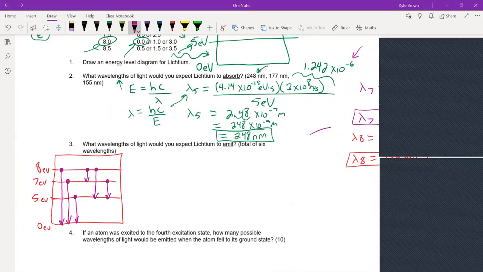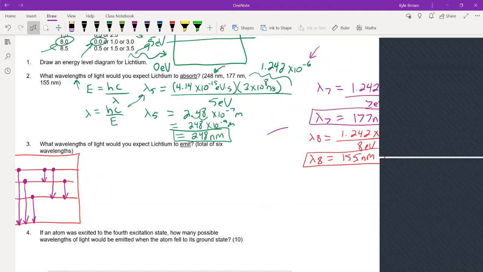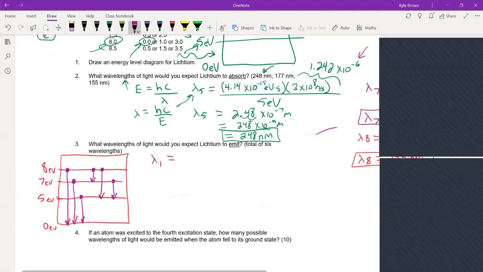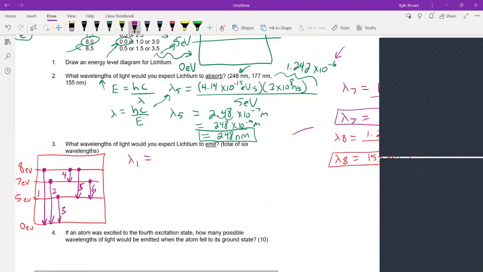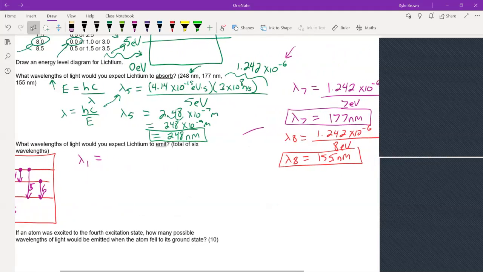So there's our 6 energy electron jumps, right? Where they jump back down. Okay, so we got to find all six of those. So we found three of them. So here, I'm going to call it wavelength one. So we'll say wavelength one, that's one, two, three, that'll be four, five, and six. So wavelength one was our one down from eight, right? We already did that one. So that's going to be 155 nanometers, right?